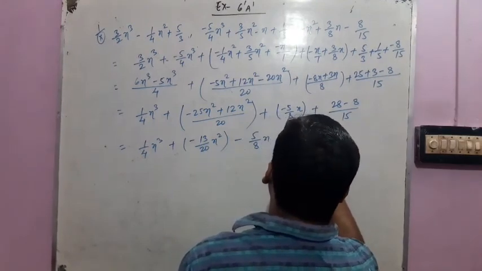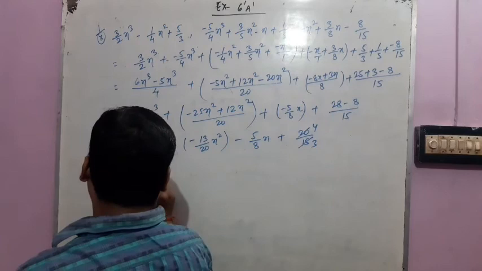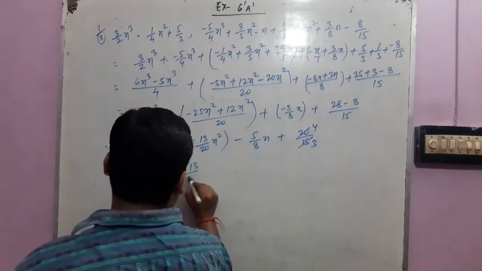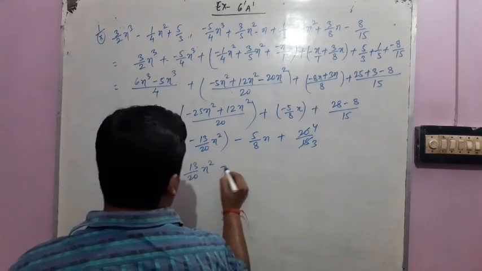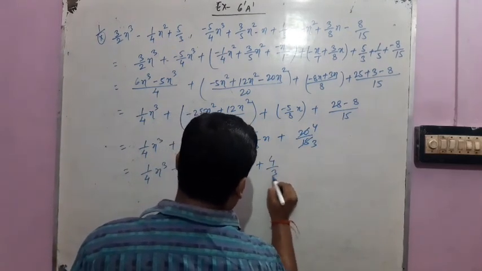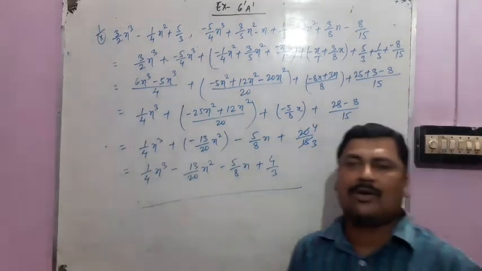Now we have to reduce the terms here. 5 threes are 15, 5 fours are 20. So our answer will be 1 by 4x cube minus 13 by 20x square minus 5 by 8x plus 4 by 3. That's our final answer. So this way you can solve question number 1 to 10.